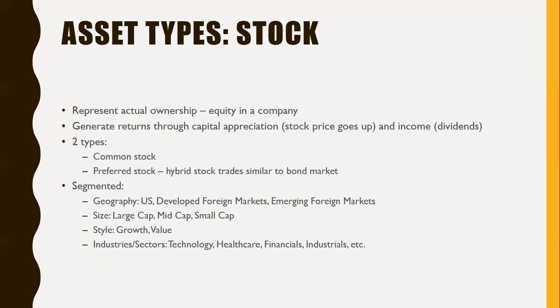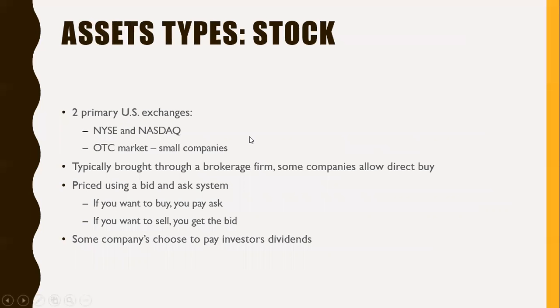Stock is usually segmented either by geography, size, style, industries, or sectors. I won't go into much detail on that, but you see that listed here. Stock is traded on two primary U.S. exchanges, the New York Stock Exchange and NASDAQ. Also, the over-the-counter market is available for smaller companies. Usually, stock is purchased through a brokerage firm, and some companies also allow you to buy stock directly from them.